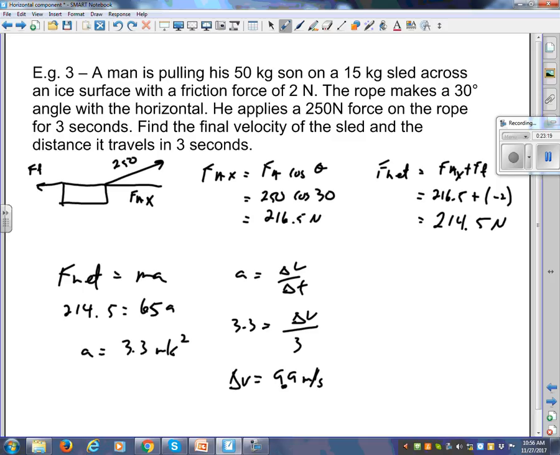And is the initial velocity 0? It doesn't say that, but it doesn't say that it's anything else, so you can assume that. So that means, therefore, what? The final velocity is also 9.9.